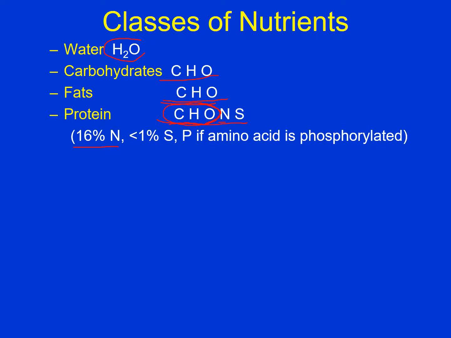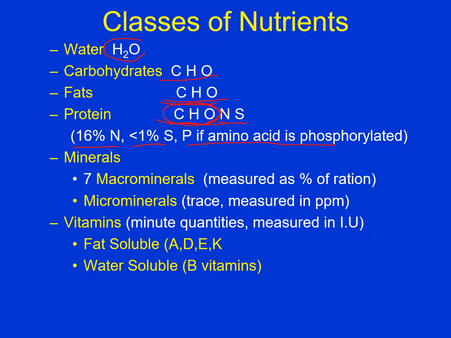Proteins on average are 16% nitrogen. There's a few amino acids within the protein that contain sulfur, so a small amount of sulfur. And then amino acids can be phosphorylated, so we might have phosphorus that comes along with some of those proteins. Minerals: 7 macrominerals, in relatively large amounts, measured as a % of our ration. And then we have microminerals, just trace amounts, but necessary for life, measured in parts per million in our ration.